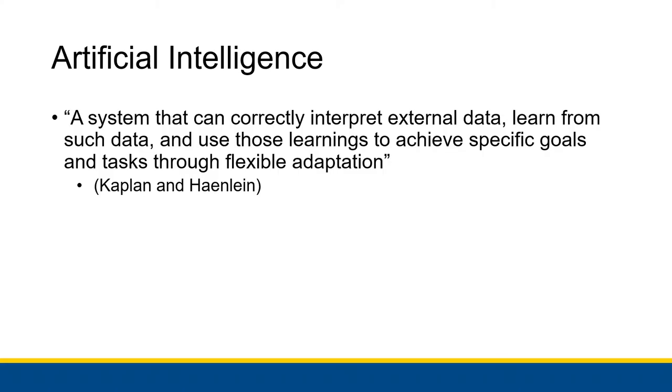One of several definitions of artificial intelligence out there is that artificial intelligence is a system that can correctly interpret external data, learn from such data, and use those learnings to achieve specific goals and tasks through flexible adaptation. So what I mean by all this, I'll come back to the chessbot example.